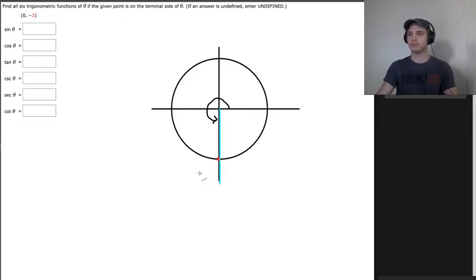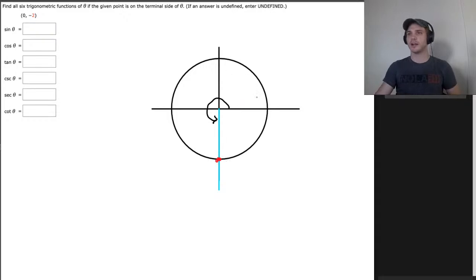Okay, yeah, that didn't really work out. But it doesn't need to be perfect. Okay, that's good enough. So here you go, you've got this initial side and a terminal side of an angle, and it opens counterclockwise in standard position. So we need to figure out the sine, the cosine, and the tangent of this angle.